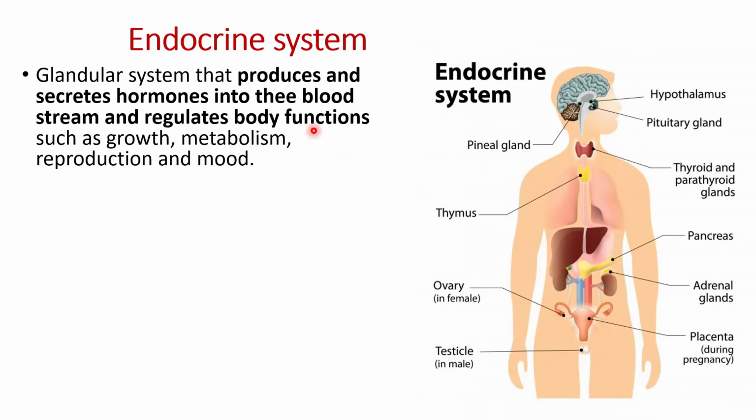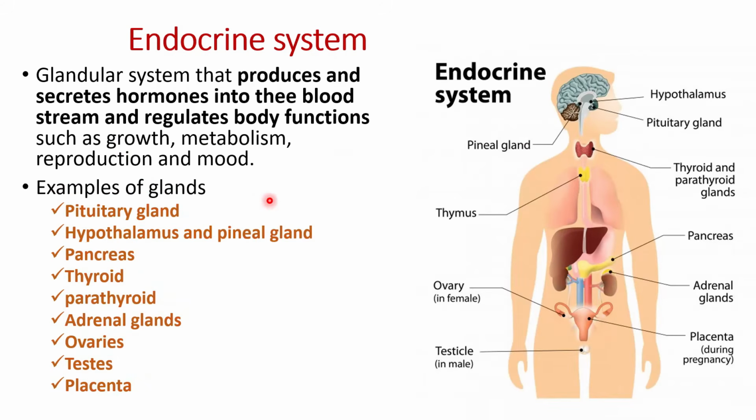Why are you secreting hormones? To regulate body functions such as growth, for example growth hormone; metabolism, a hormone like cortisol; reproduction, linked with testosterone and estrogen; and mood, where hormones like dopamine and serotonin will help in that regard.